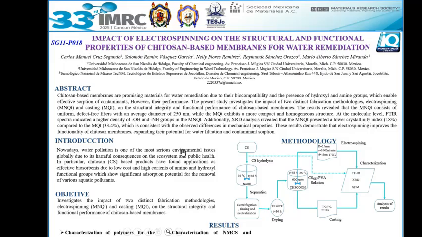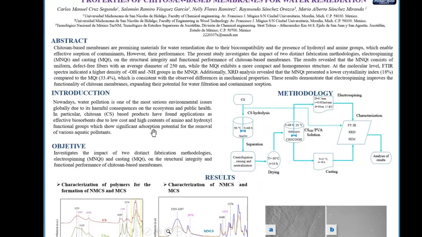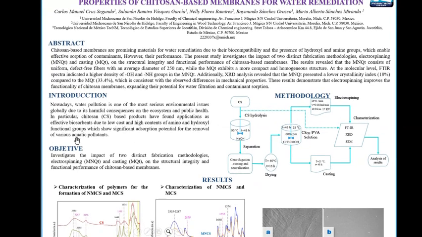Nowadays, water pollution is one of the most serious environmental issues globally due to its harmful consequences on the ecosystem and public health. In particular, chitosan-based products have found applications as effective biosorbents due to low cost and high contents of amino and hydroxyl functional groups, which show significant absorption potential for the removal of various aquatic pollutants.